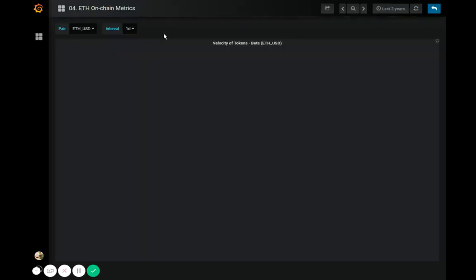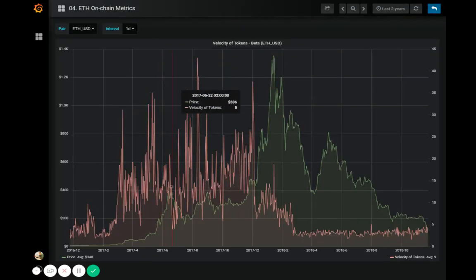Now, one very interesting example is the Ethereum platform itself, which has a pretty strange velocity of tokens graph. So here you can see a huge spike in token velocity from about March 2017 to just about March 2018. And then there's a massive drop off, and the token velocity never really recovers to that level again.